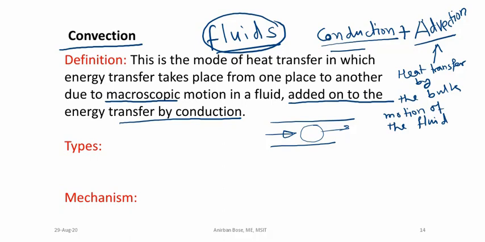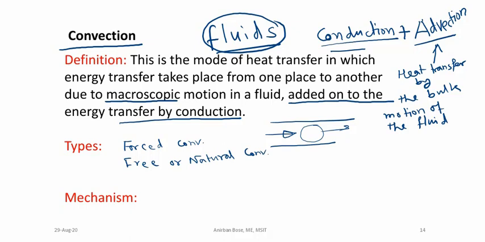Next, let us see the different types of convection. Convection in general can be divided into two types. One is forced convection, and the other is free convection, also called natural convection.